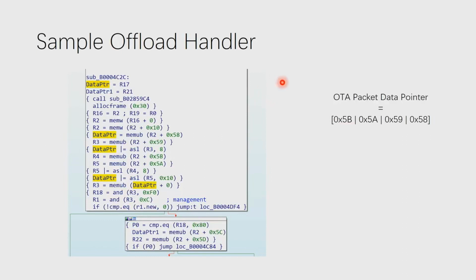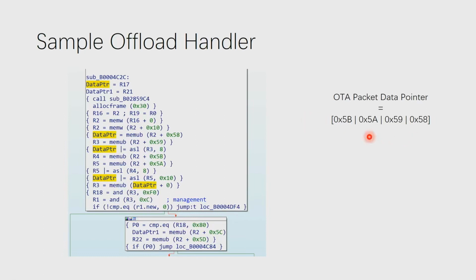The key to reversing is to find the data pointer. From the figure, we can see that it's quite simple. The data pointer is a pointer combined from 4 bytes. This is the packet data over the air. If you send a data packet using a Wi-Fi dongle or other device, you'll find that your data is here in this pointer. So every offload handler has the same structure.